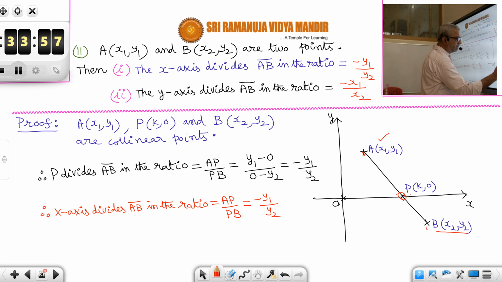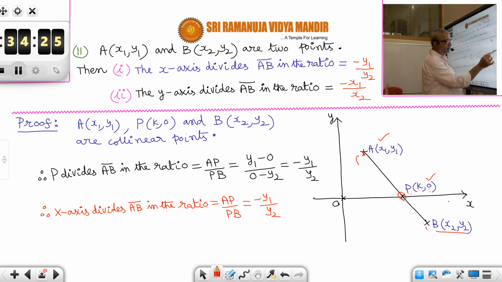Suppose P has coordinates (k, 0). Because P is a point on the x-axis, the y coordinate will definitely be 0. But the x coordinate we don't know. Let us call it k. We don't know k, but some k. The x coordinate is some number k. The y coordinate definitely you know, because it is a point on the x-axis, it is 0. So let us take P as (k, 0).